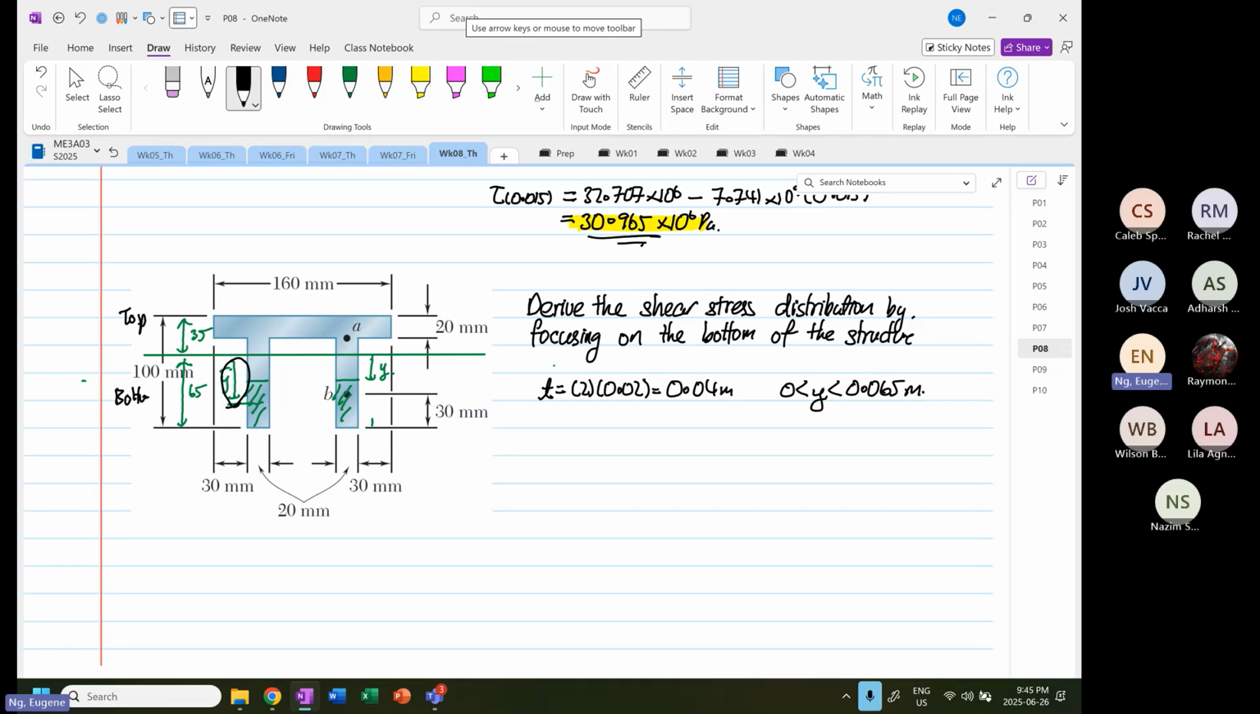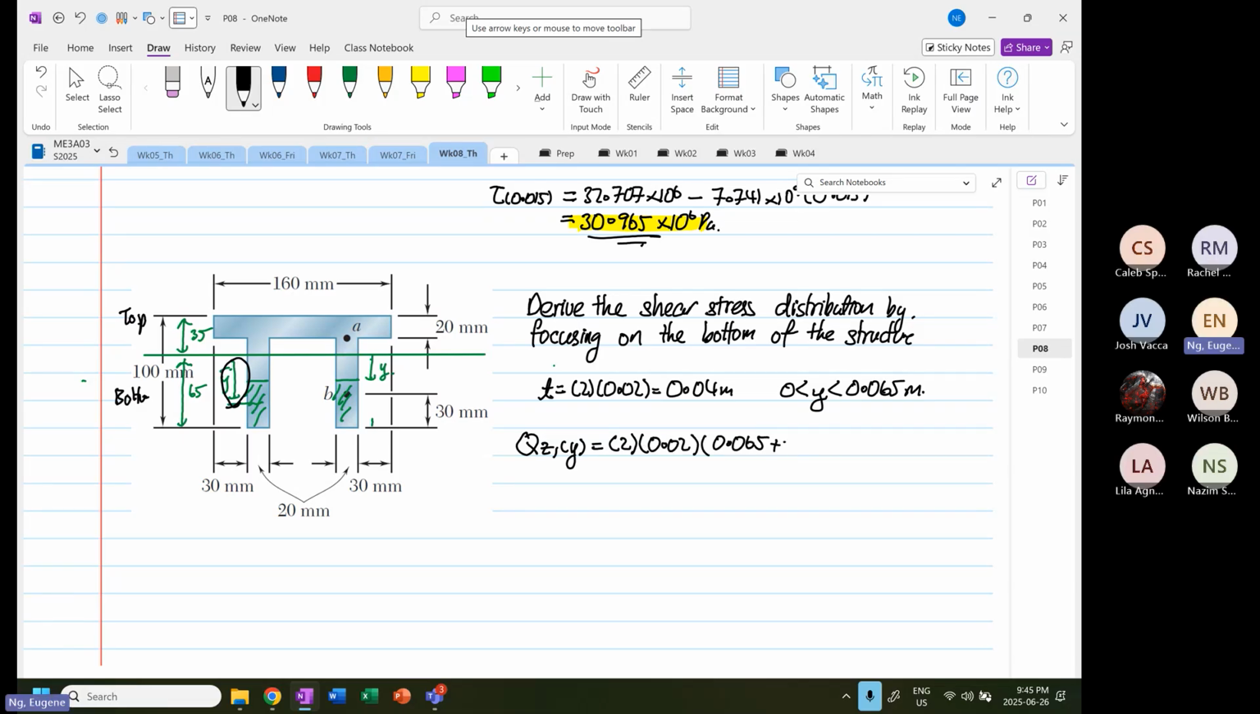So now we have Q, Z as a function of y. The width is twice multiplied by 0.02. The limit is 0.065 plus y, or minus y, sorry. That is the depth.